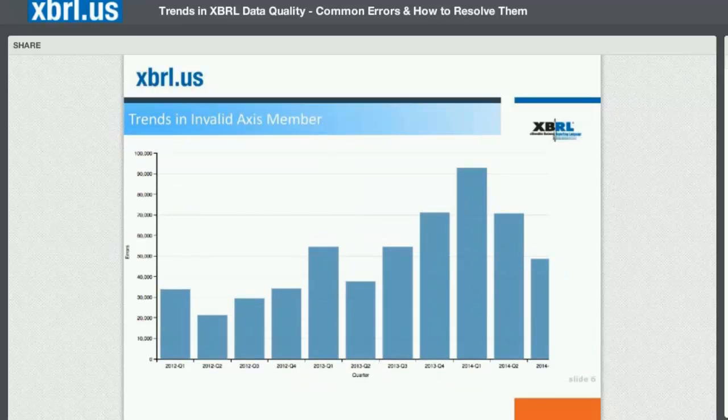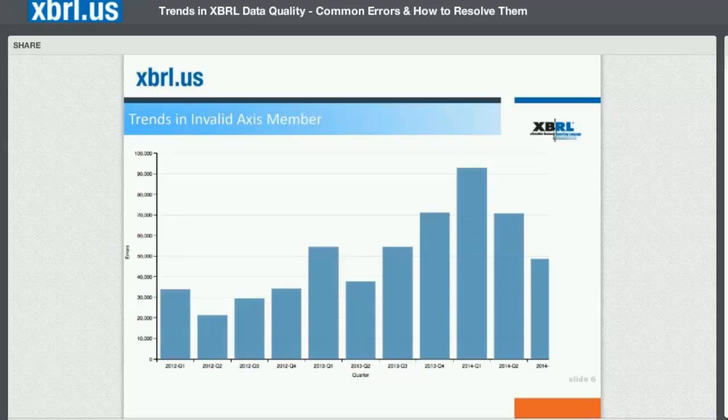Remember I told you that overall we're seeing an increase in errors. So where are those errors going to? If we're not seeing as many negative input errors, where are the errors coming from? This graph shows the sum of errors that occurred when members were used on an axis that was inconsistent with the modeling defined in the US GAAP taxonomy.